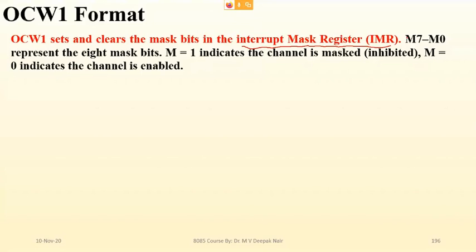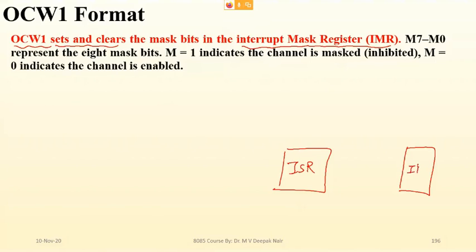OCW1 can be used to set or clear, that means to allow or to mask, the interrupts directly. So by OCW, while the interrupt is being served, you can mask or unmask any particular interrupt line. Remember there is one interrupt mask register in 8259. If you recall the block diagram, there was the ISR, interrupt service register, and the IRR, interrupt request register.